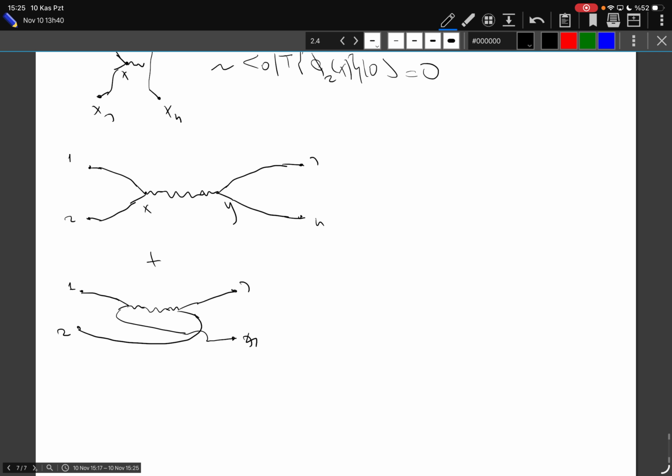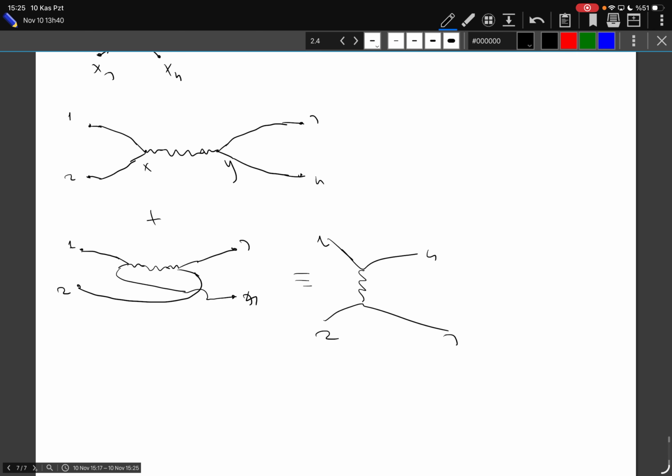Let me just draw it slightly better. I have 1, 4, 2, and 3. This is the line I have. And practically that's it, almost.